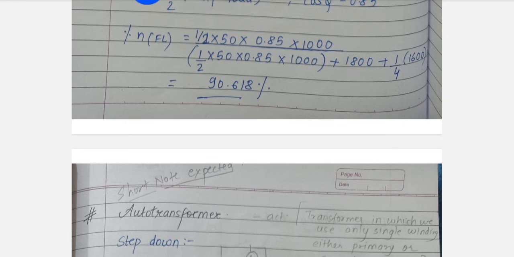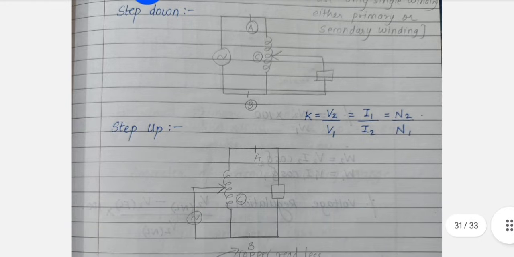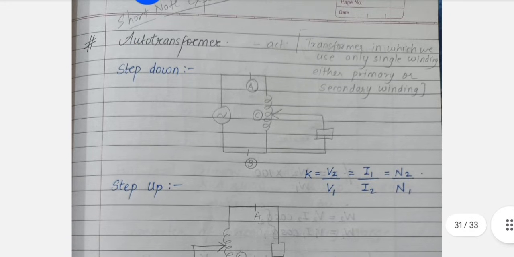Then we have auto transformer. What is auto transformer? From this topic a short note is expected. First of all, it is a type of transformer with only one winding, which serves both as primary and secondary winding. It is not either primary or secondary, it serves both as primary and secondary winding. Remember, the step up and step down processes in an auto transformer occur depending on where the electrical connections are made on the winding. So we have two types, step down and step up auto transformer.